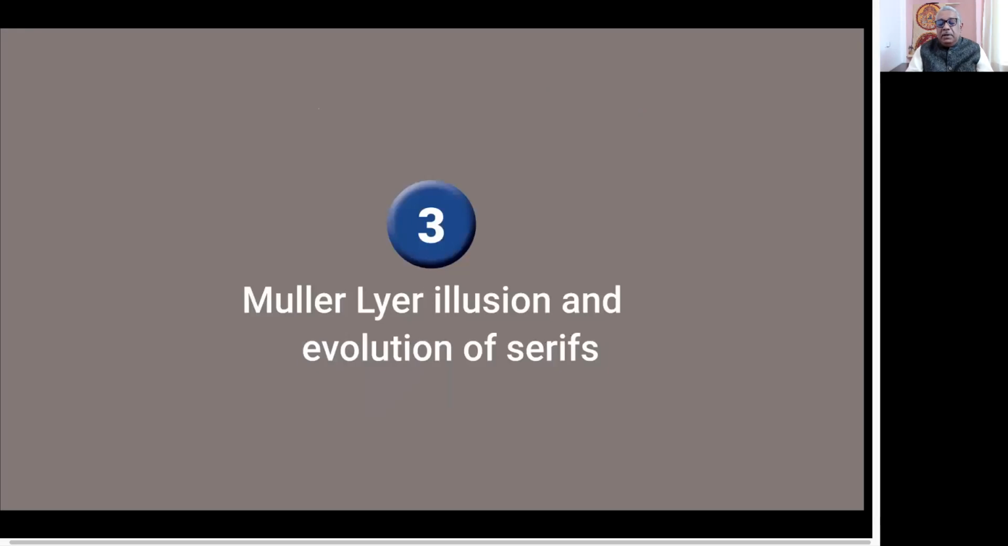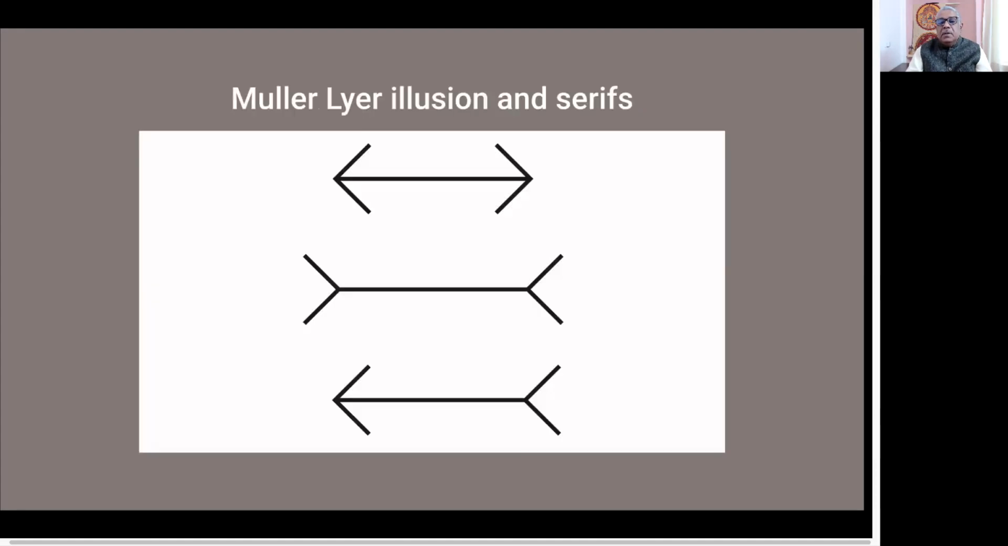For the third part, I would like to take you to the Müller-Lyer illusion and the evolution of serifs. Everybody knows this very famous illusion, that the three lines are actually of the same width, but because of the arrowheads, they appear to be of different widths. If you look carefully, all three lines are actually duplicated one after another. And this illusion is created because of the converging arrows and the diverging arrows.